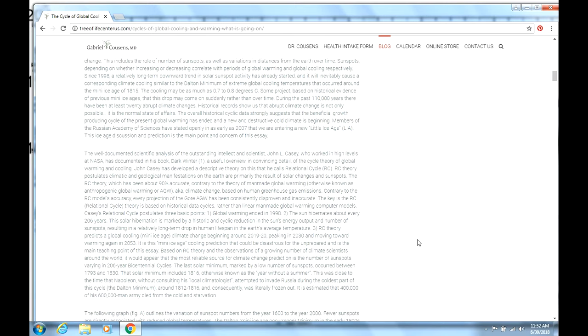I've detailed this before. This was close to the time that Napoleon, without consulting his local climatologist, attempted to invade Russia during the coldest part of this cycle, which is the Dalton Minimum, around 1812 to 1816, and consequently was literally frozen out. It is estimated that 400,000 of his 600,000 men army died from the cold and starvation.